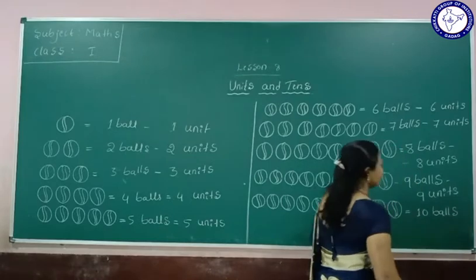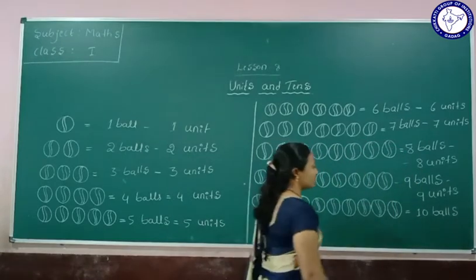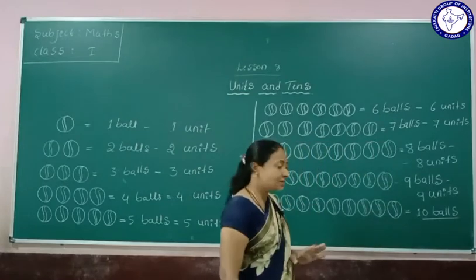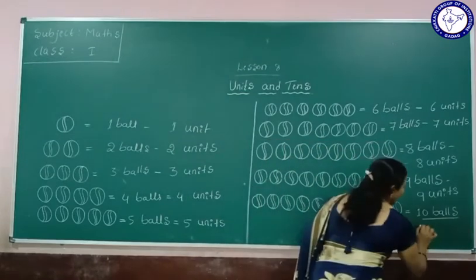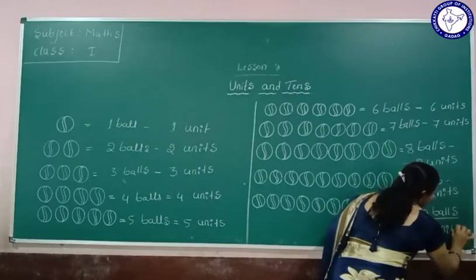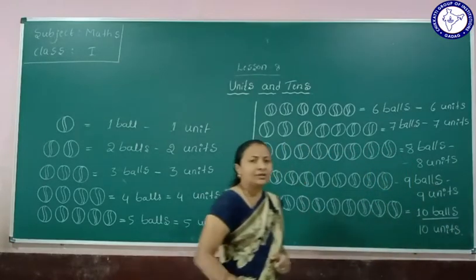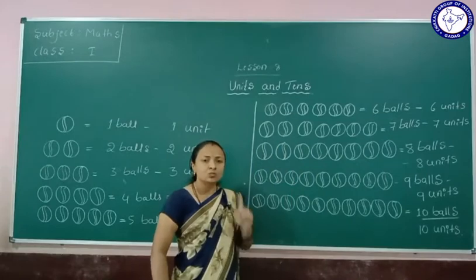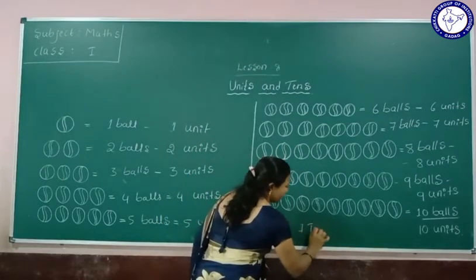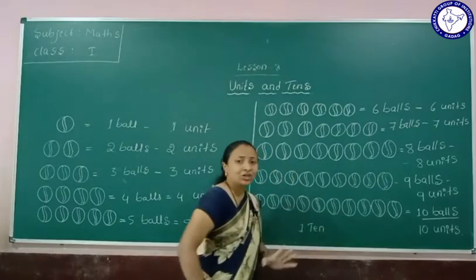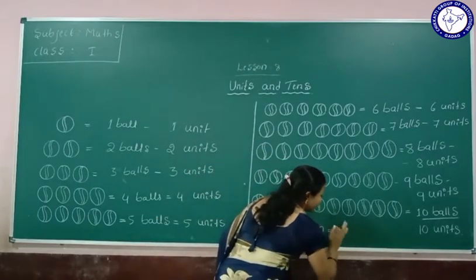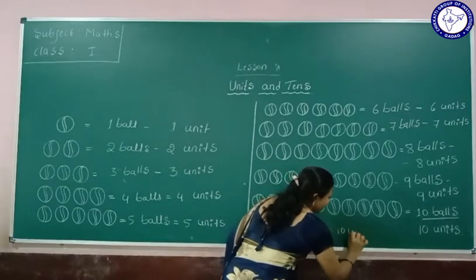Okay, so here we can consider these 10 balls as 1 ten. So how many units are there? 10 units. Yes, 10 units we can consider as 1 ten. 10 units equal 1 ten. 1 ten equals how many units? 1 ten equals 10 units.